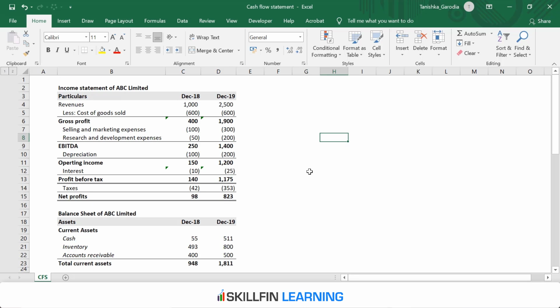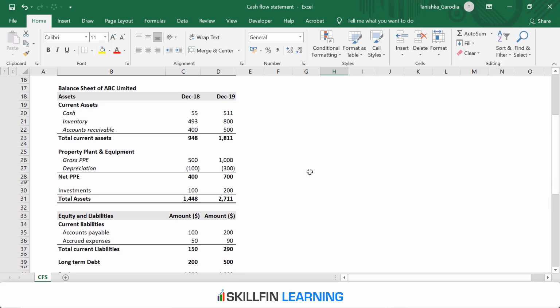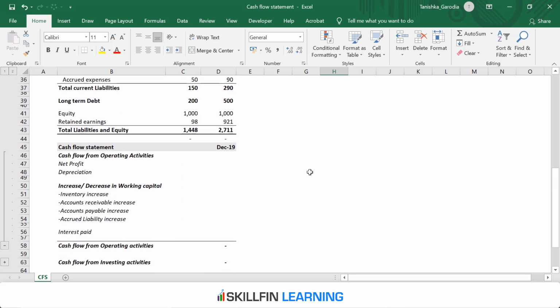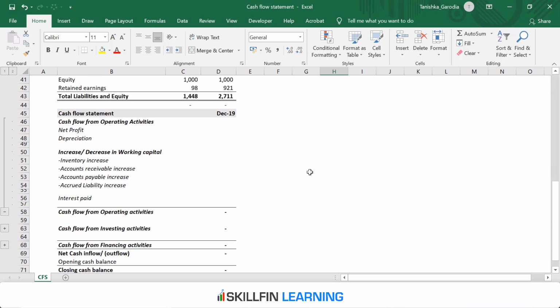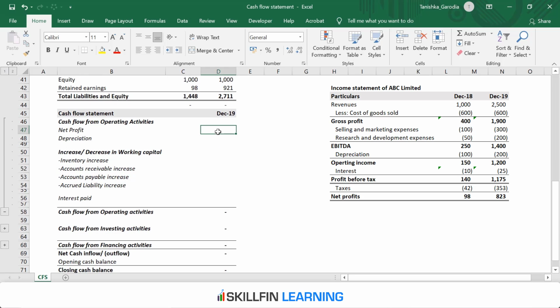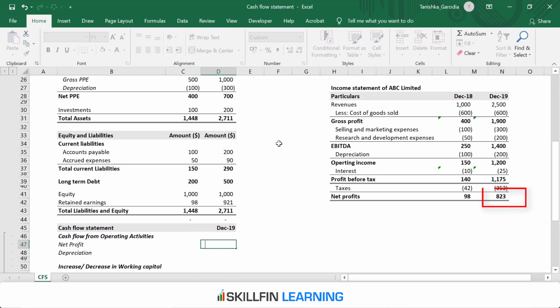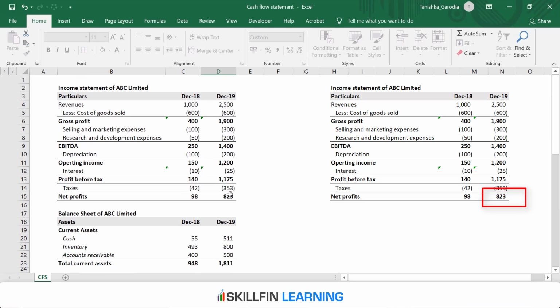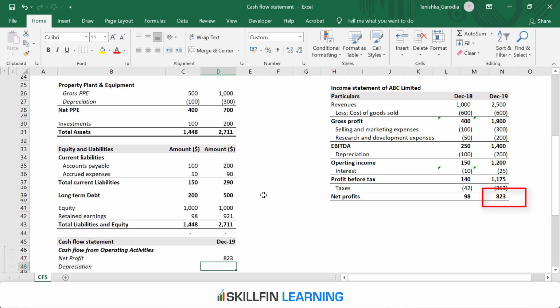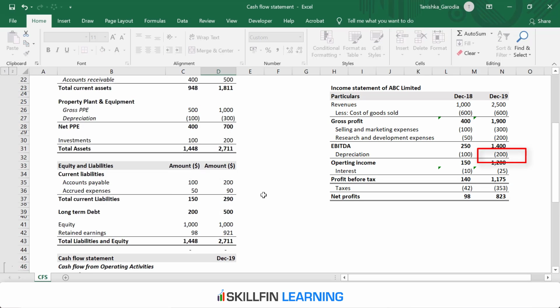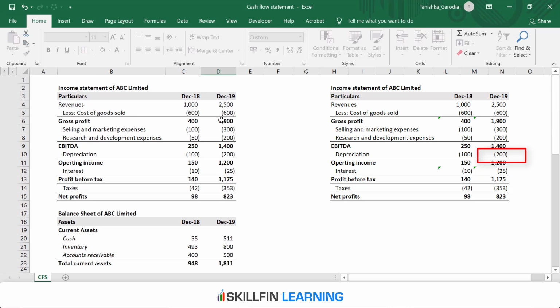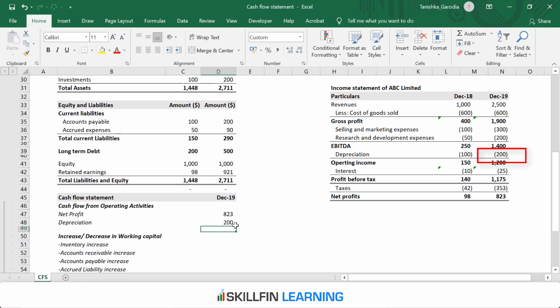In this Excel, we have the income statement and balance sheet of ABC Limited. So we will start with the cash flow from operating activities. To calculate the cash flow from operating activities, we will start with the net profit, which is 823. Then we will add the non-cash expenses. So the non-cash expenses in this income statement is just the depreciation. So we will add the depreciation with a negative sign. So that becomes positive 200.